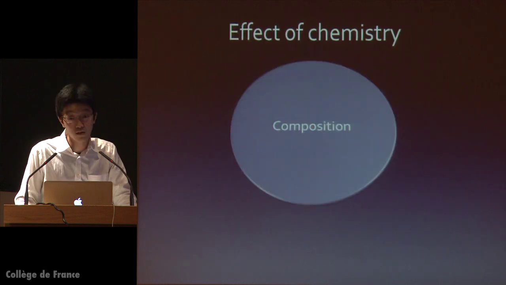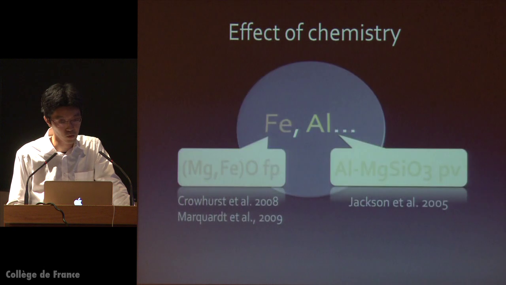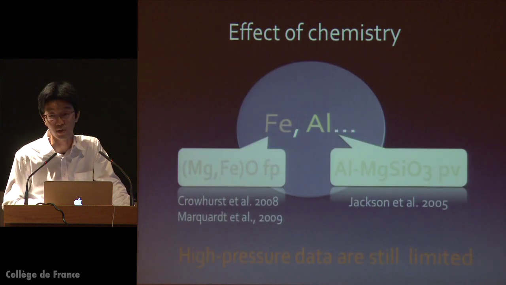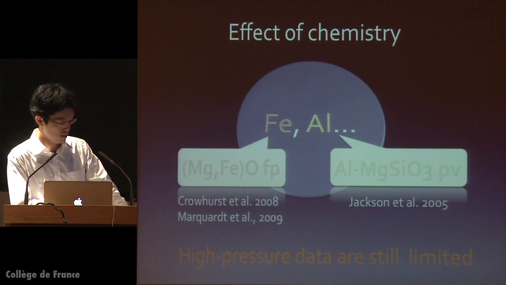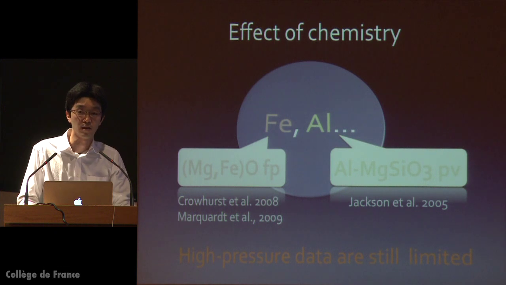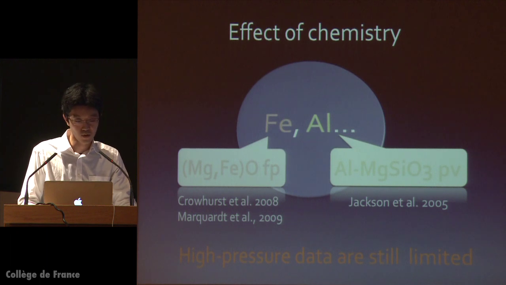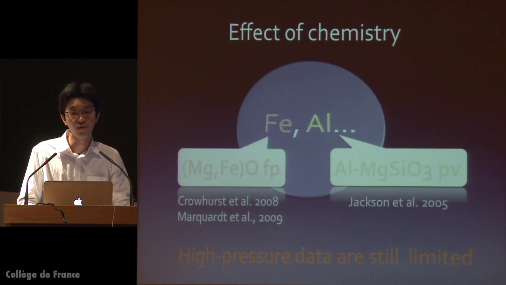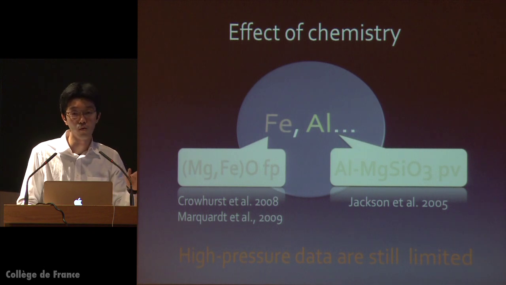The effect of chemical composition in the lower mantle minerals can primarily fall into two major elements, iron and aluminum. In the lower mantle, ferropericlase and silicate perovskite are believed to be the primary carriers for iron and aluminum, respectively. Although such chemical impurities were reported to have a strong effect on the physical properties of both phases, the high-pressure sound wave velocity data are still limited to very low pressure conditions.